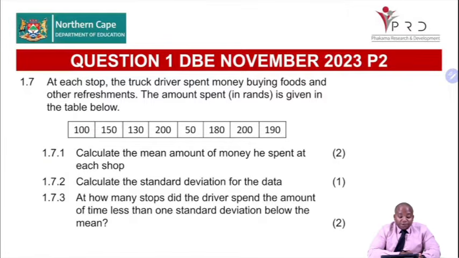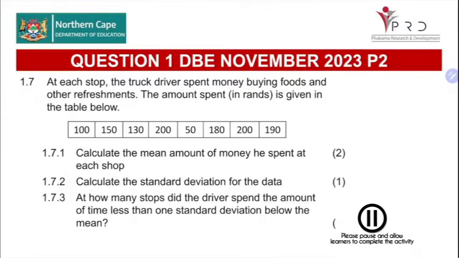Now, grade 12, I will give you 5 minutes to look at question 1.7, from 1.7.1 to 1.7.3. For this question, grade 12, as I have mentioned, you are given only 5 minutes to complete these 3 questions.